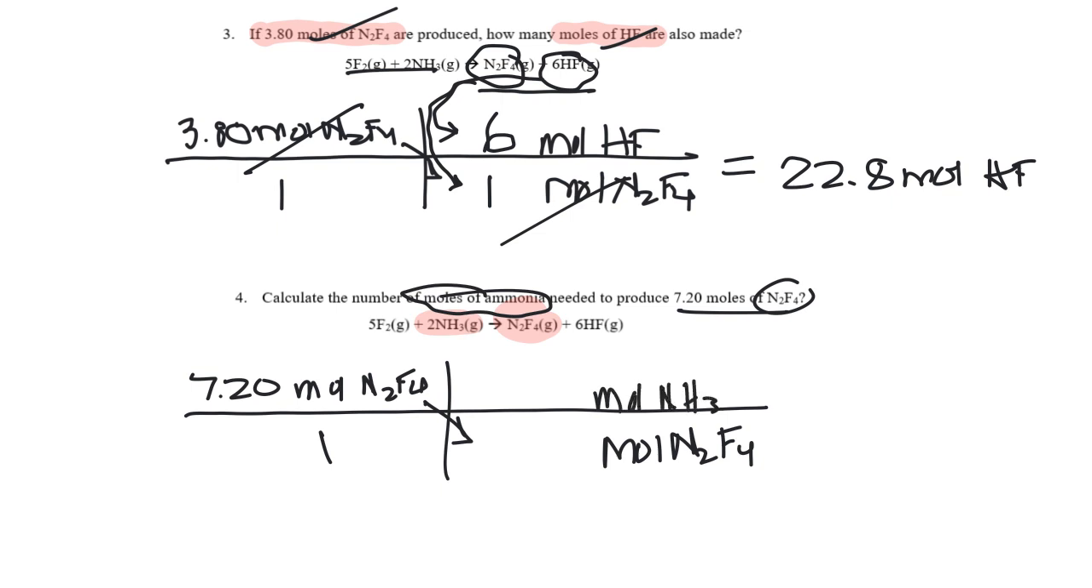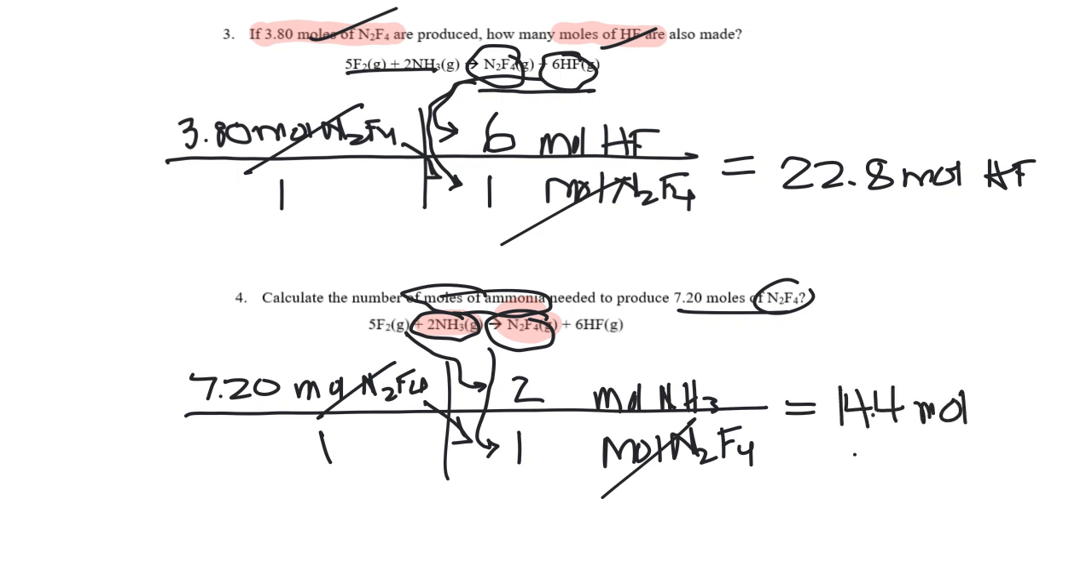Now I have to figure out what numbers to put next to it. Well, there's a 2 next to NH3, so that goes here. There's a 1 next to N2F4, so that goes there. Cancel my units, multiply across the top. I get 14.4 moles of NH3.